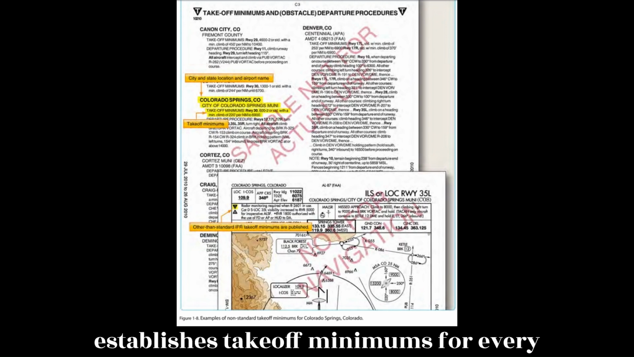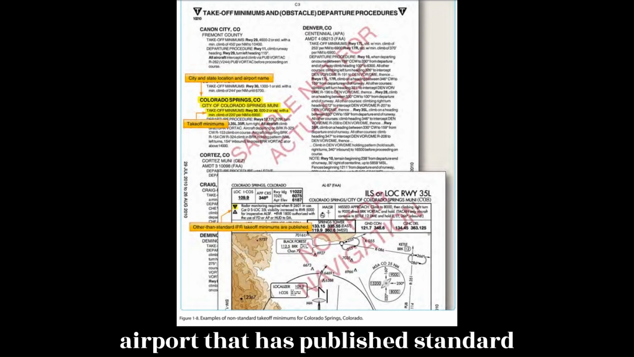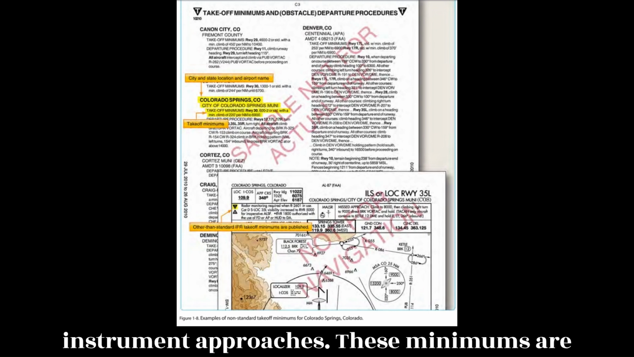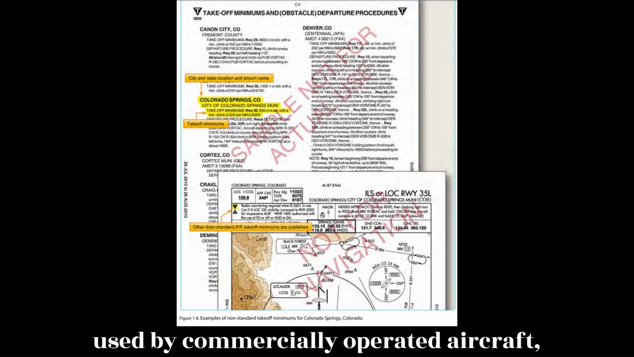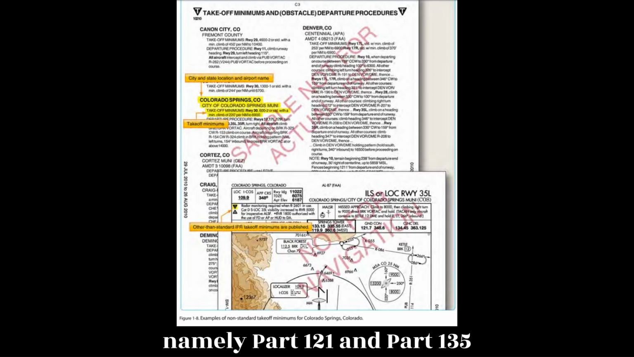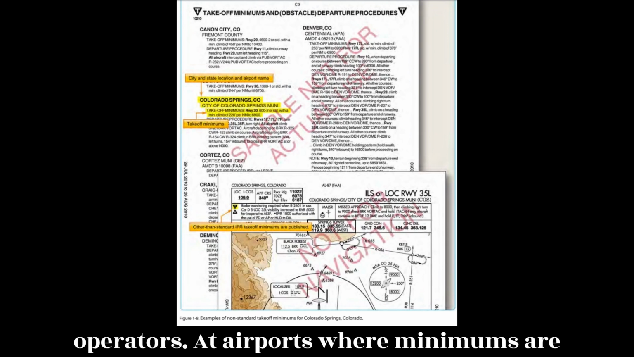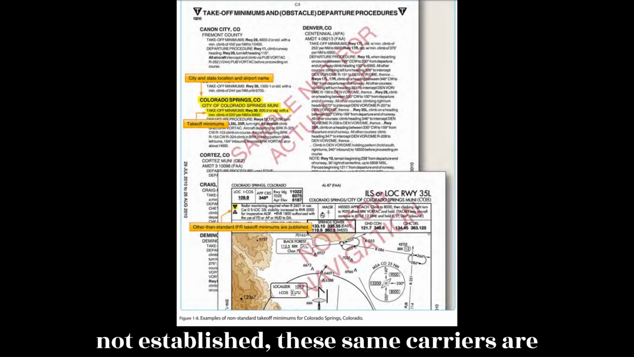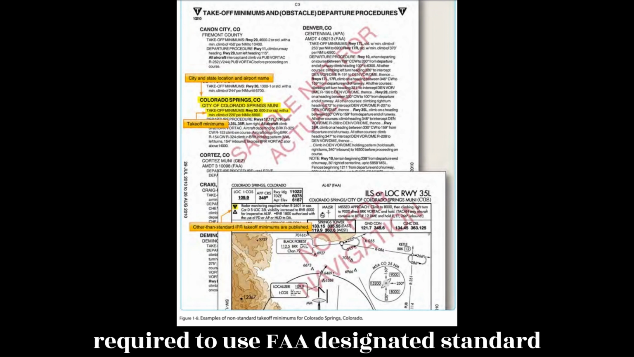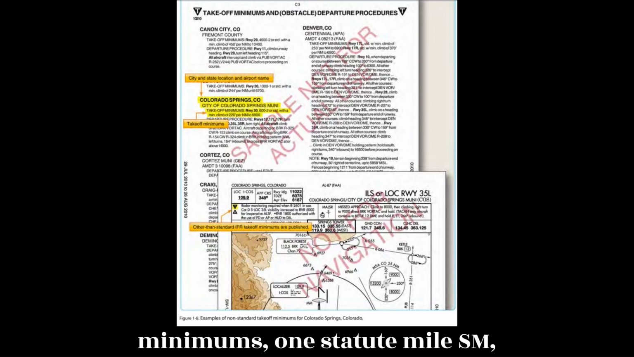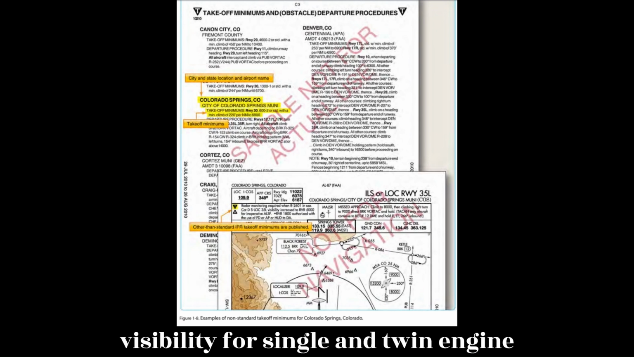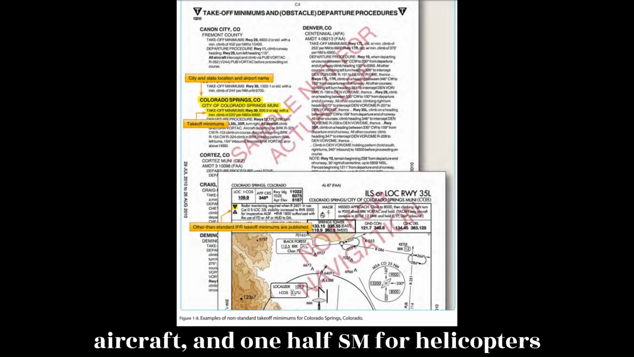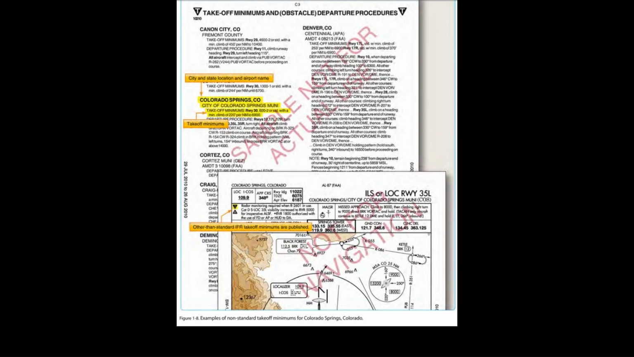The FAA establishes takeoff minimums for every airport that has published standard instrument approaches. These minimums are used by commercially operated aircraft, namely Part 121 and Part 135 operators. At airports where minimums are not established, these same carriers are required to use FAA-designated standard minimums, 1 statute mile, SM, visibility for single and twin-engine aircraft, and 1/2 SM for helicopters and aircraft with more than 2 engines.